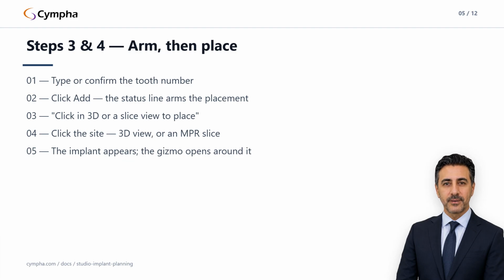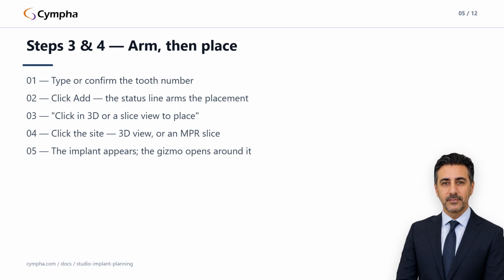One rule Studio enforces for you: 1 implant per tooth. If you try to add an implant to a tooth that already has one, an alert explains the conflict. Pick a different tooth number or delete the existing implant from the model's browser first. This is the moment the workflow is built around. Implant geometry sitting in real anatomy, with the volume rendering the bone around it.